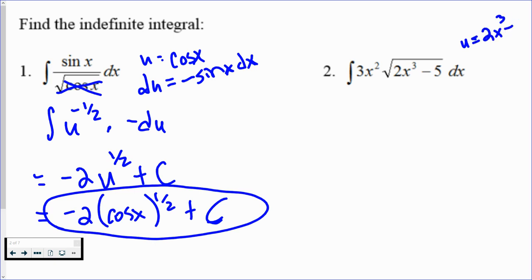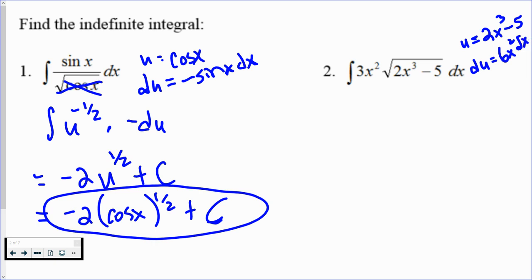2x cubed minus 5. Then our du, the derivative of that, would be 6x squared dx.